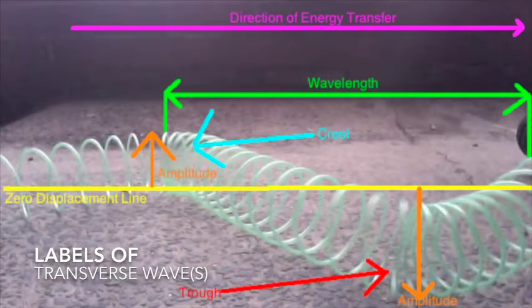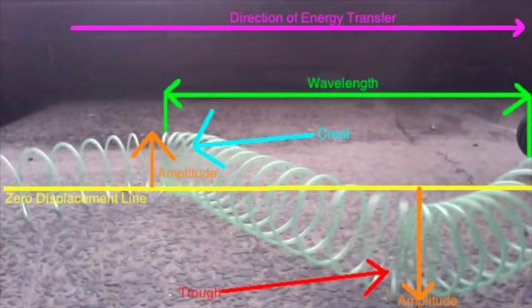Wavelength is the length of a wave. Breadth is when waves are high. Troughs are when waves are low. Zero displacement line is when it's zero, when it starts. And amplitude is where it has its maximum displacement.